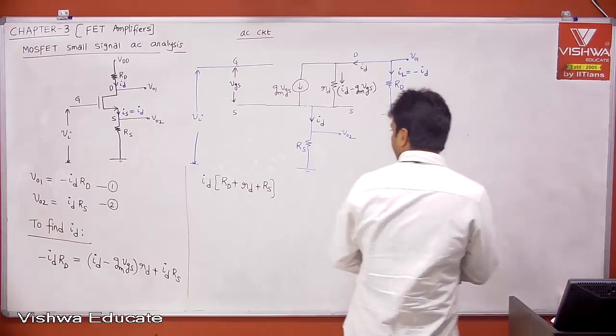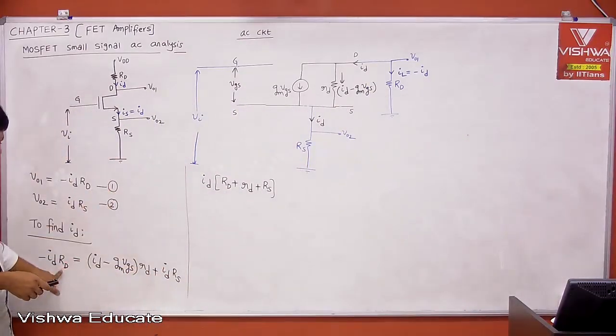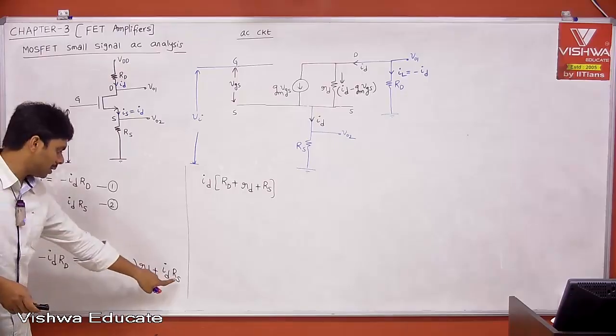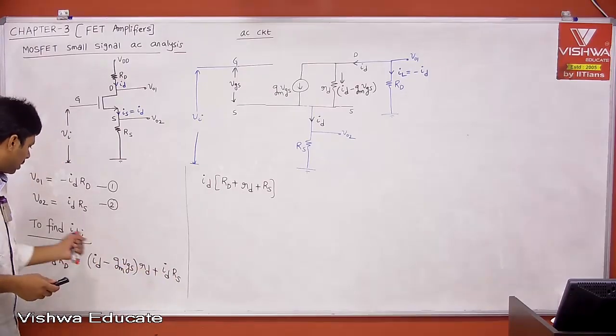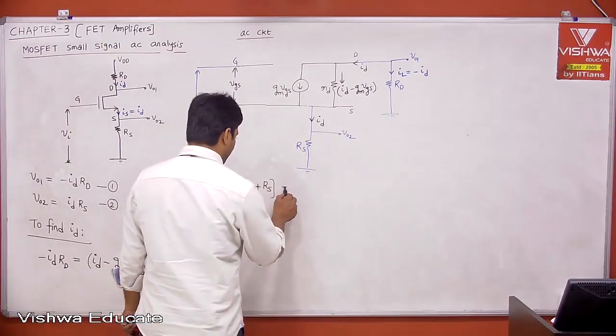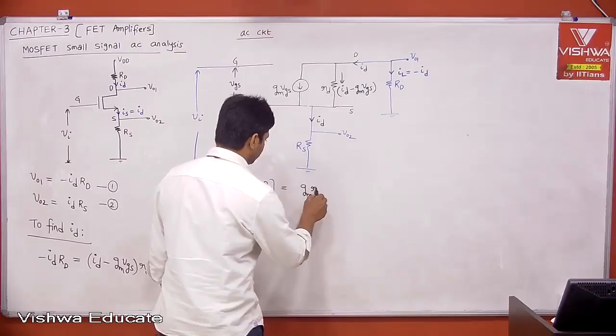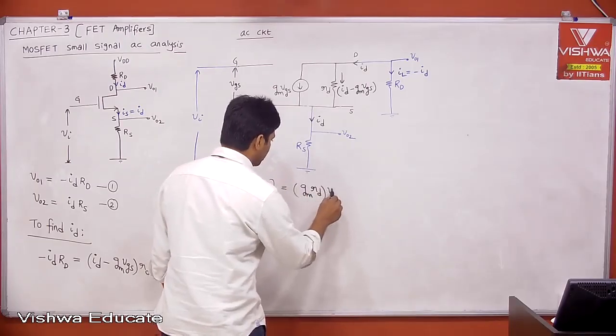Yeah, we can continue. Now, if you take ID common, capital RD plus small rd plus RS, and we have something that you can take to right hand side or left hand side, which is what is becoming plus, is equal to GM into small rd into VGS.